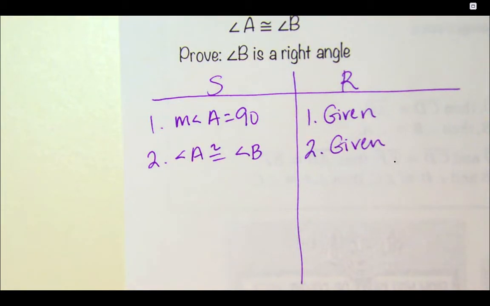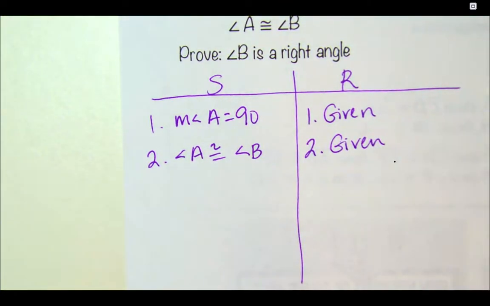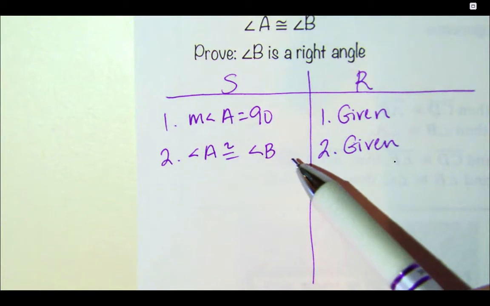Sometimes it's good to think about the end and what you would have to prove right before that to get there. So if we could prove that B was 90, couldn't we get to that last step? So look at our statements. Is there anything we could do here to say that B is 90? Well, angle A is equal to 90 and angle A is congruent to angle B, so angle B is equal to 90. Right. You're right, but we have to do one little technical step first.